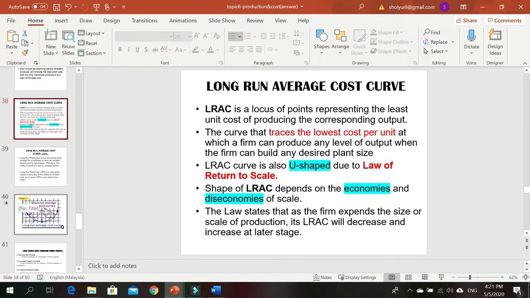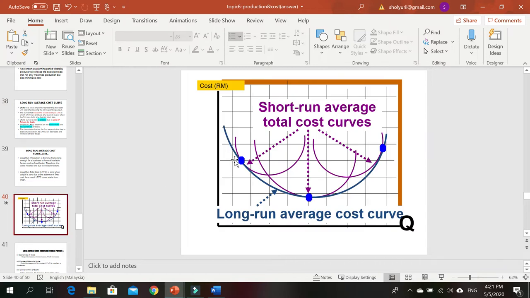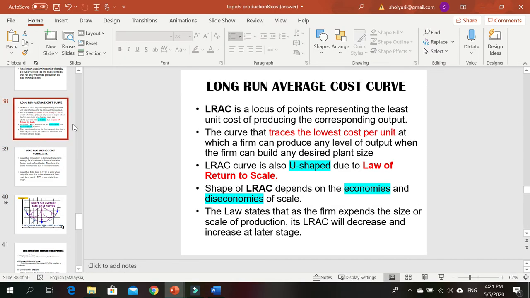Because first the cost goes down when we expand production. Next, when we continue expanding our production, the cost will start to rise. There is a reason for that. The law states that as the firm expands the size or the scale of production, LRAC will decrease, but will increase at a later stage.